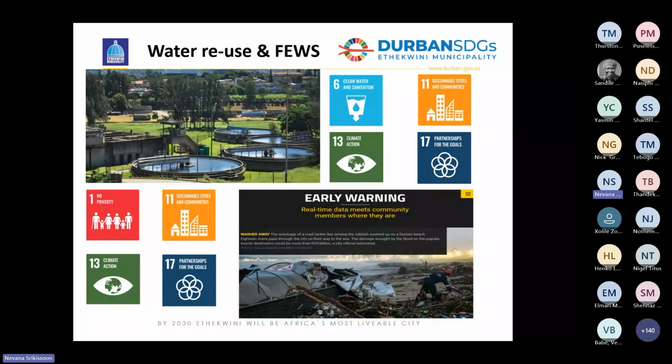And then, of course, the forecast early warning system that actually prevented deaths in the community that it was tried out in during the 2022 flooding. So this is a system using weather warnings from South African Weather Services, and it alerts communities via WhatsApp of inclement weather so that they can move to higher ground, etc.